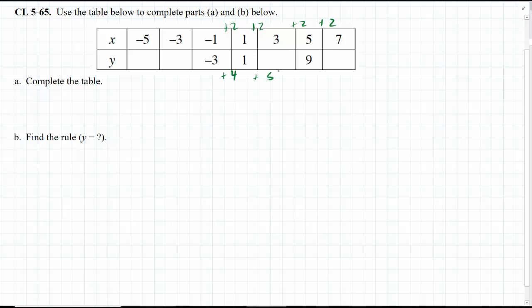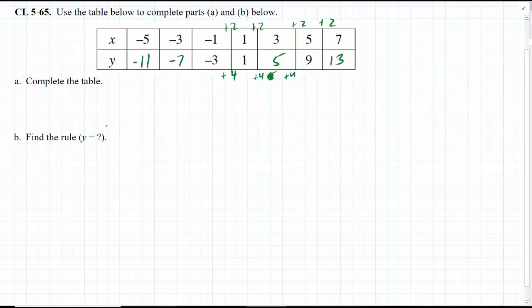Okay, 1 plus 4 is 5, and we'll double check here. It's plus 4. 5 plus 4 is 9, so it looks like it's good. So this is going to be 13, and we're going to go back, since we're decreasing by 2, we're going to go back 4 units. So this is going to be -7, and this is going to be -11.